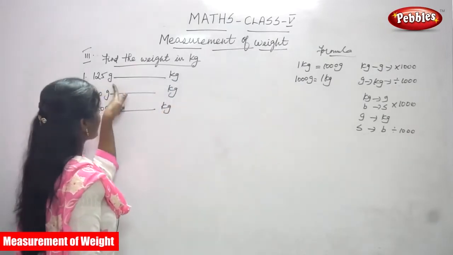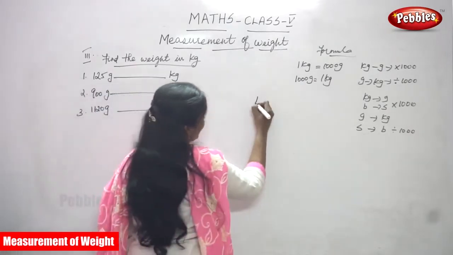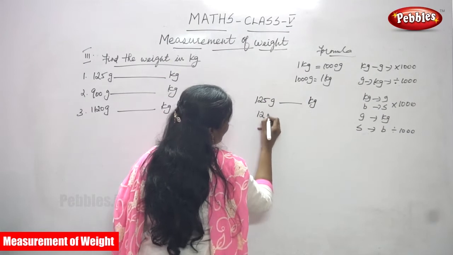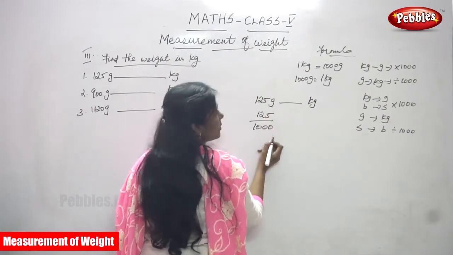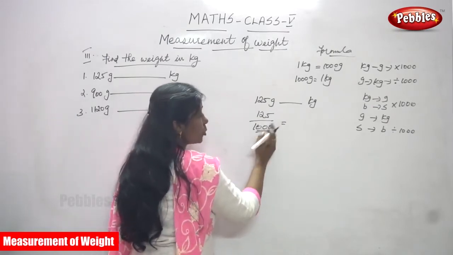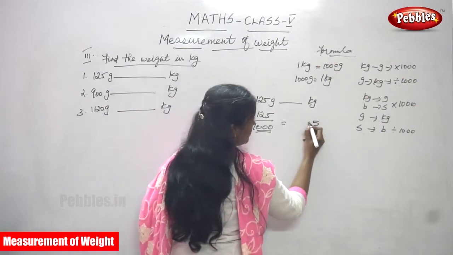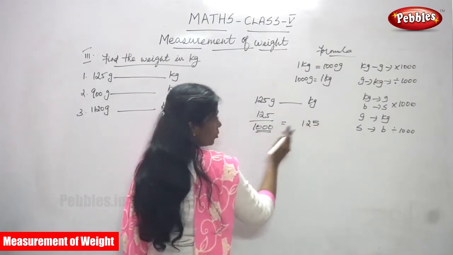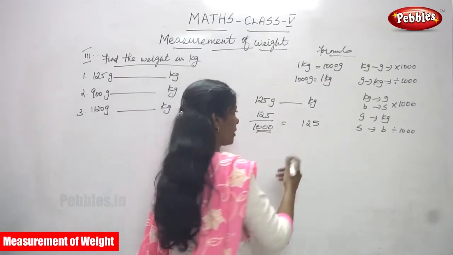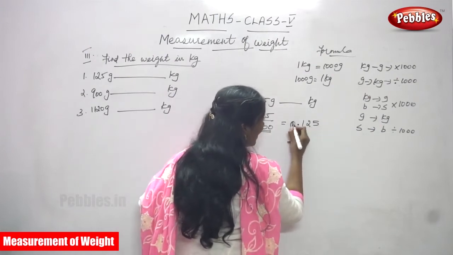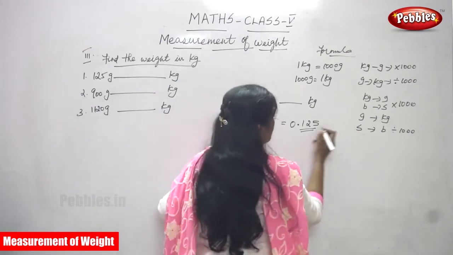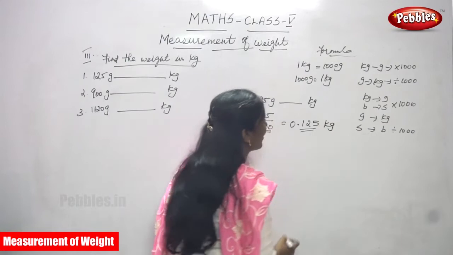Now 125 gram is equal to how many kilogram? So 125 gram, you have to convert into kilogram. So 125 divided by 1000. Look at this, how many zeros in 1000? 3 zeros. So you have to move 3 decimal places to the left. 5, 2, 1: 1, 2, 3, point. Then you have to add this 0. The 0 represents the decimal.